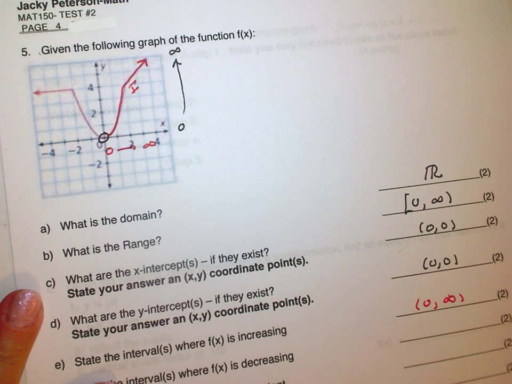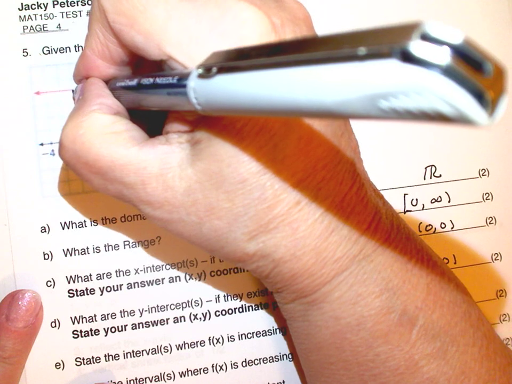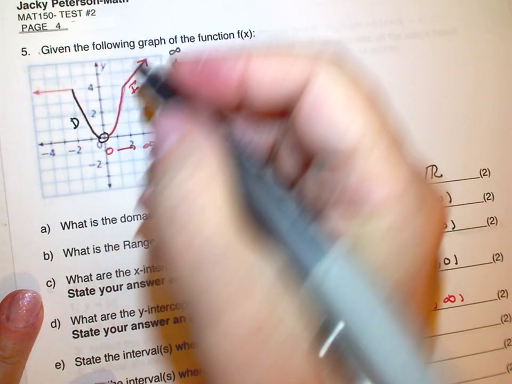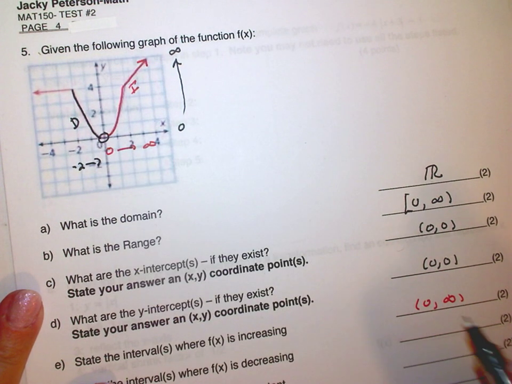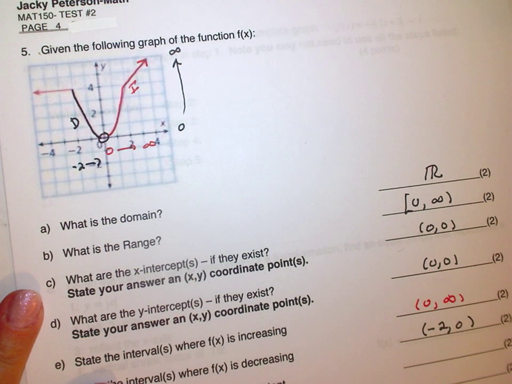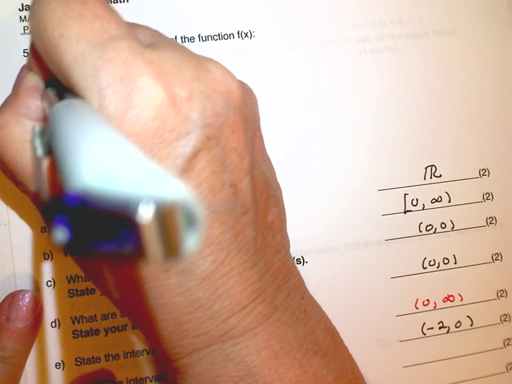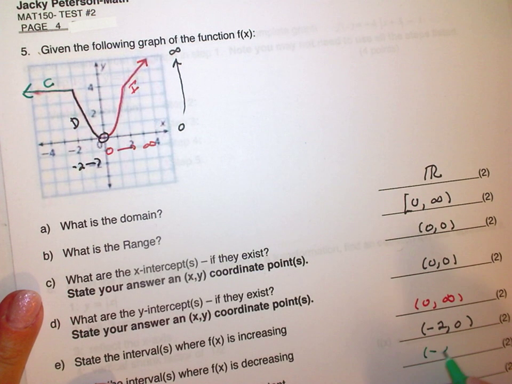And then decreasing, I'll go ahead and do them black. And decreasing starts here. And it's -2 to 0. And then constant is anything less than -2. So it's minus infinity, -2.